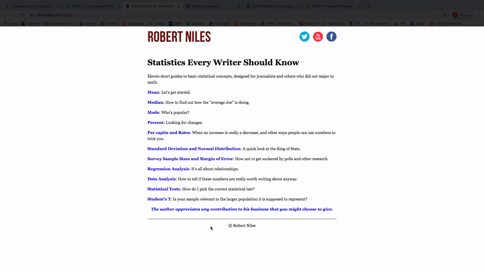I'm sure all of you know the difference between mean, median, and mode. Mean is the average. Median is the middle point of an organized set of numbers. And mode is what you would consider typical: the most frequent instance of a number. The two places where you might get into trouble: one is percents.